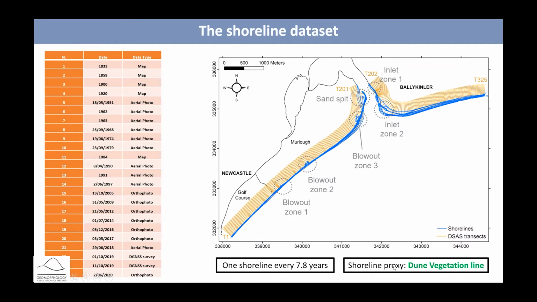As shoreline proxy, we use the dune vegetation edge in the foredune because it was the most recognizable geomorphic feature from every dataset.